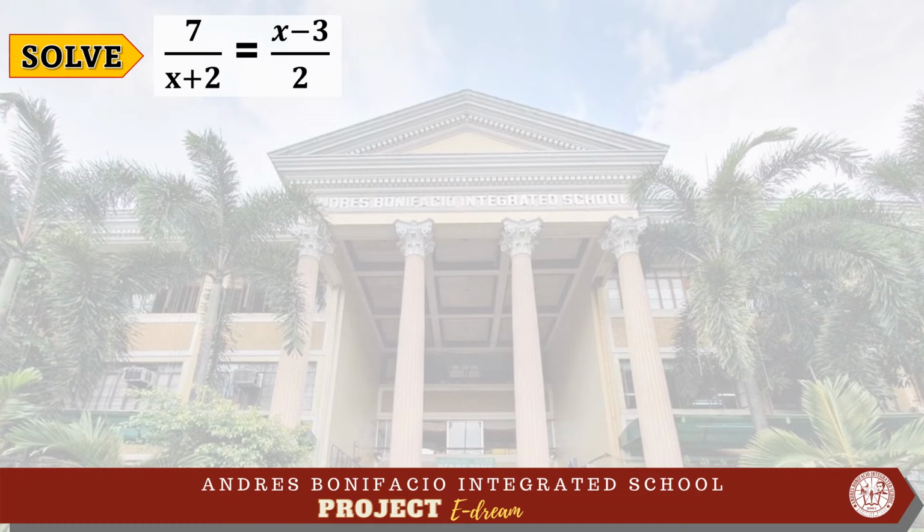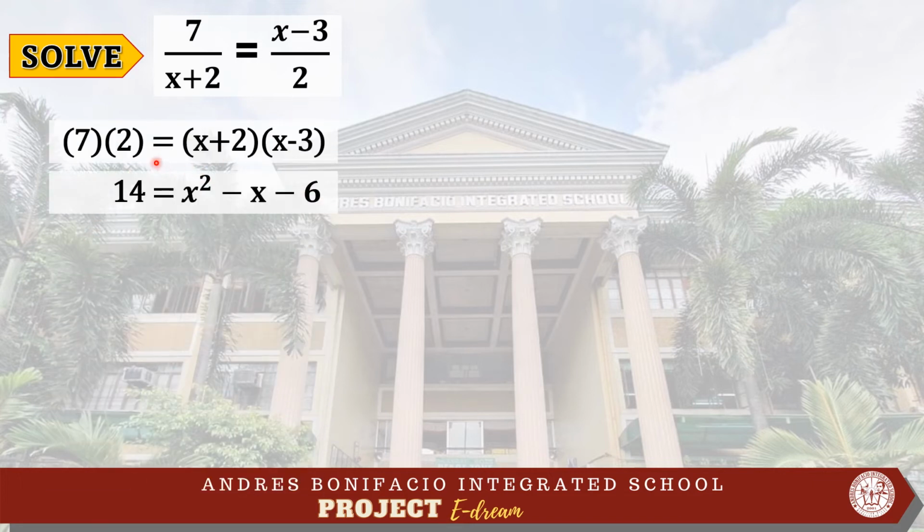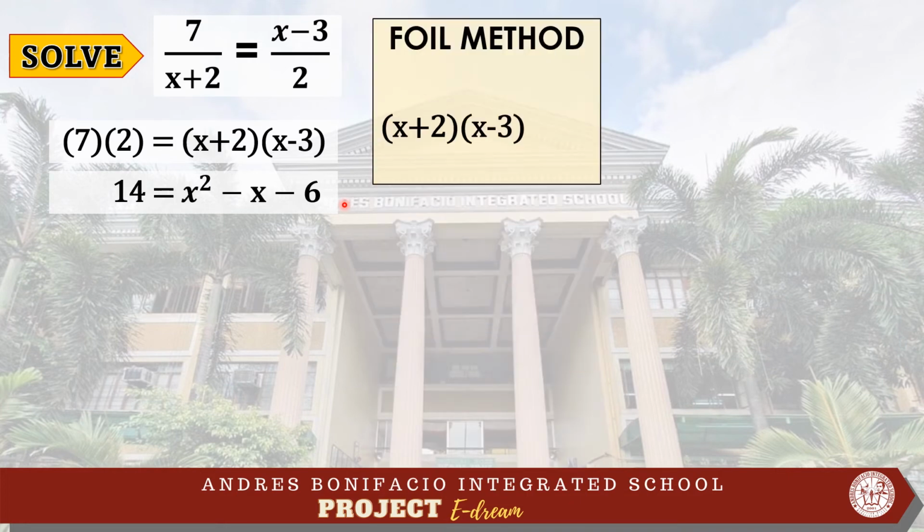We will use here cross multiplication. So 7 times 2 is positive 14. x plus 2 times x minus 3 is x squared minus x minus 6. How do we come up with x squared minus x minus 6? We use the FOIL method. FOIL stands for F, first terms, O, outer terms, I, inner terms, and L, last terms.